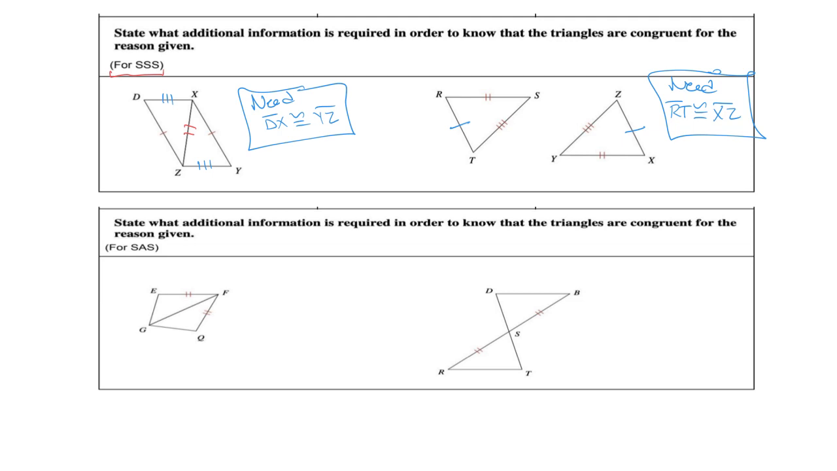Next one, we're looking for side angle side. So we know it shares this side, so we don't need to add that. But what we're missing in side angle side, we have the 2 sides. We need the included angles congruent to each other. So we need angle EFG congruent to QFG. Angle QFG. Right, we need that for side angle side. Right, this was for SSS.